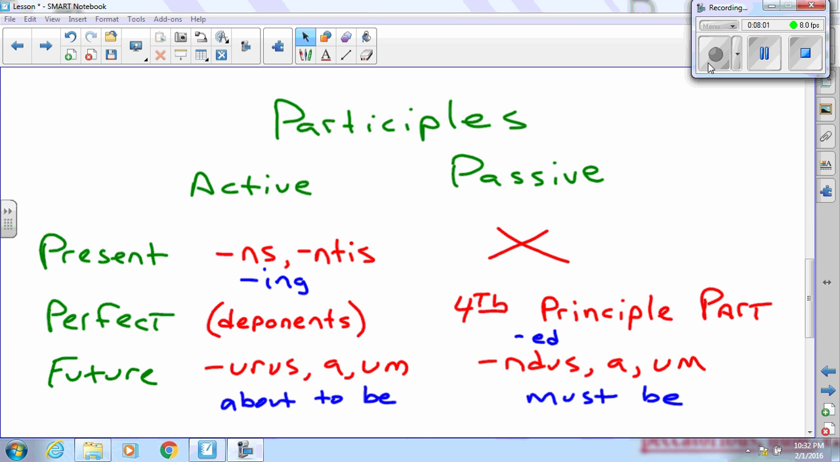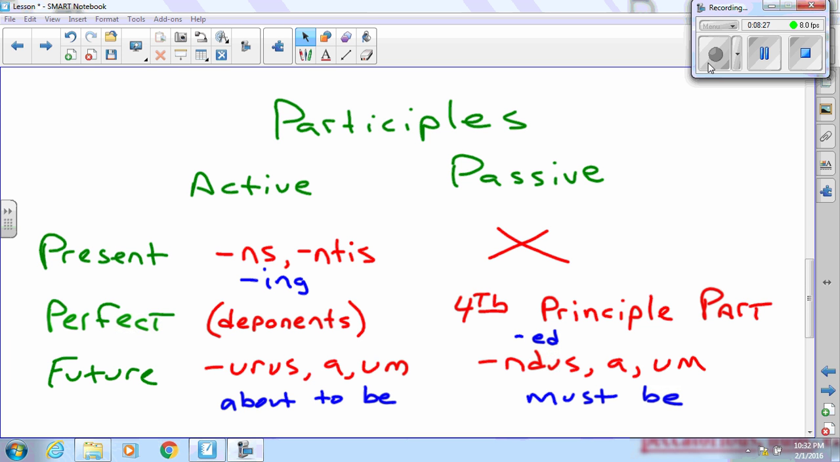Here is a participle chart to help refresh your memory. Remember, we have a present active participle that comes from the present stem, ends in ns or ntis. We translate that as ing. We do not have a present passive participle. We do have perfect active participles now. They're the deponents. So adeptus, for example, would be a perfect active participle.